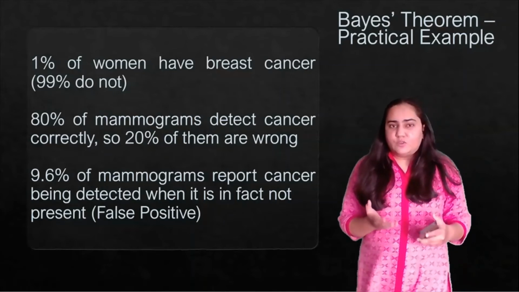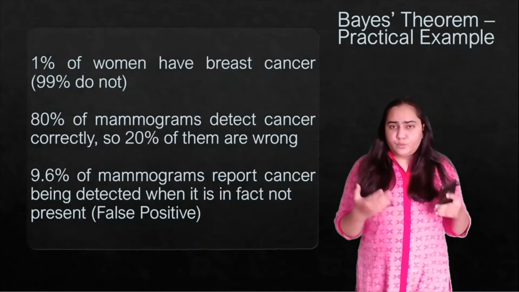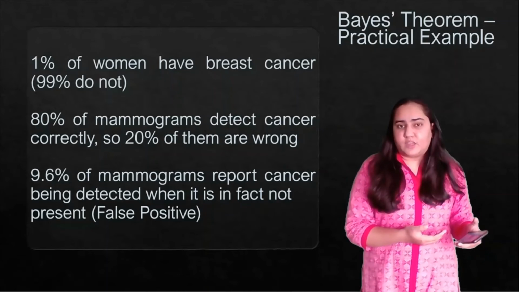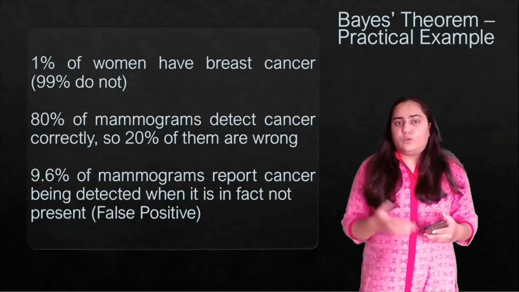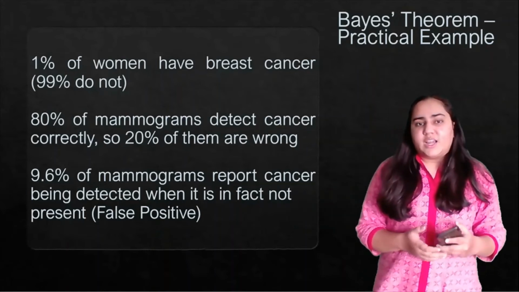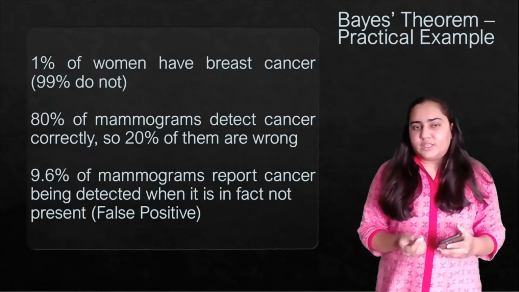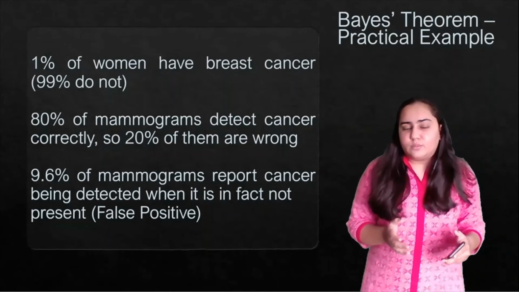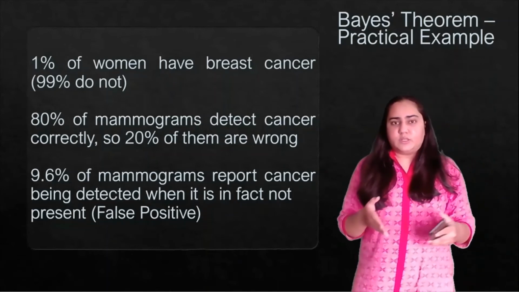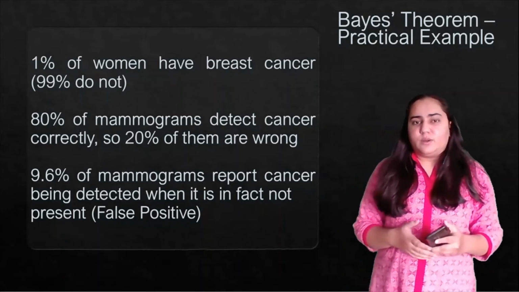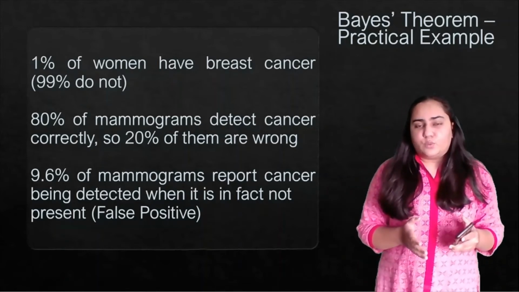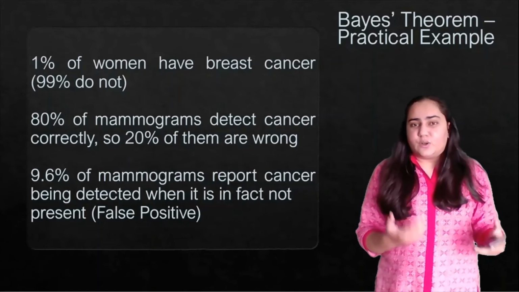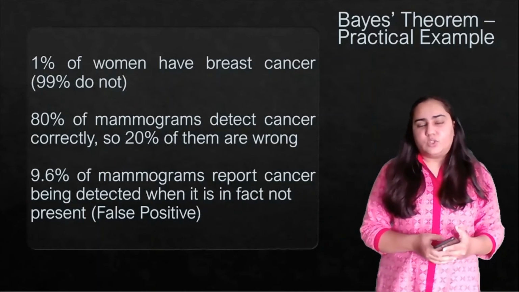So the accuracy of the mammogram is 80%, which means 80% of the time when the mammogram says the person has cancer, the person does have cancer. But 20% of the time they are wrong. Now, 9.6% of mammograms report cancer being detected when it is in fact not present. So this is a false positive. This is not as simple as 80% of mammograms saying it is cancer, but it is not cancer. Now what we are talking about is a false positive. A false positive is where the report says that the person has cancer, but the person does not actually have it. That's a false positive, which is 9.6%.